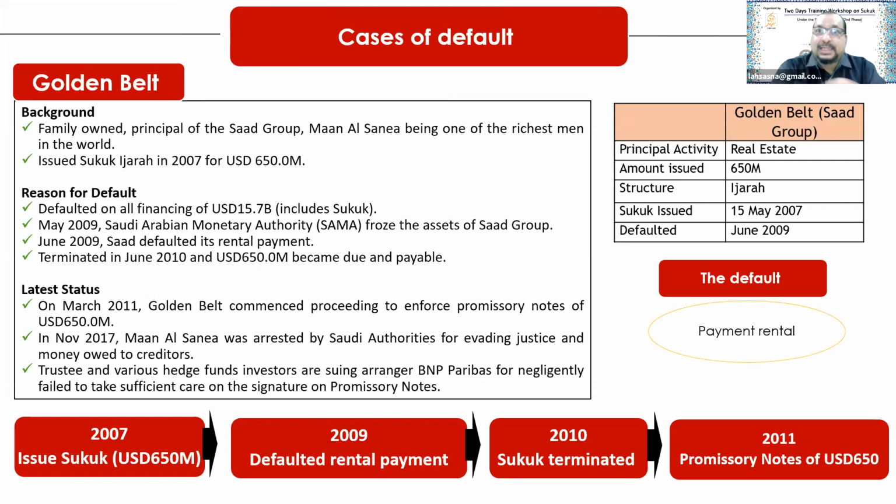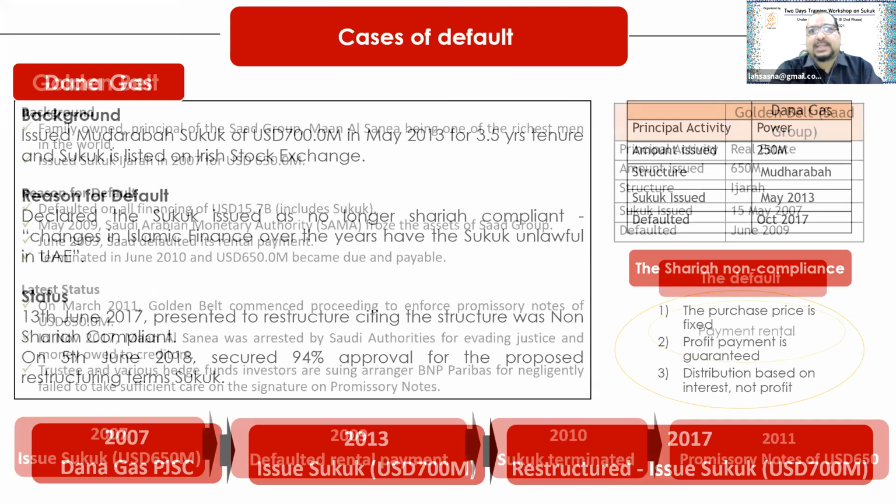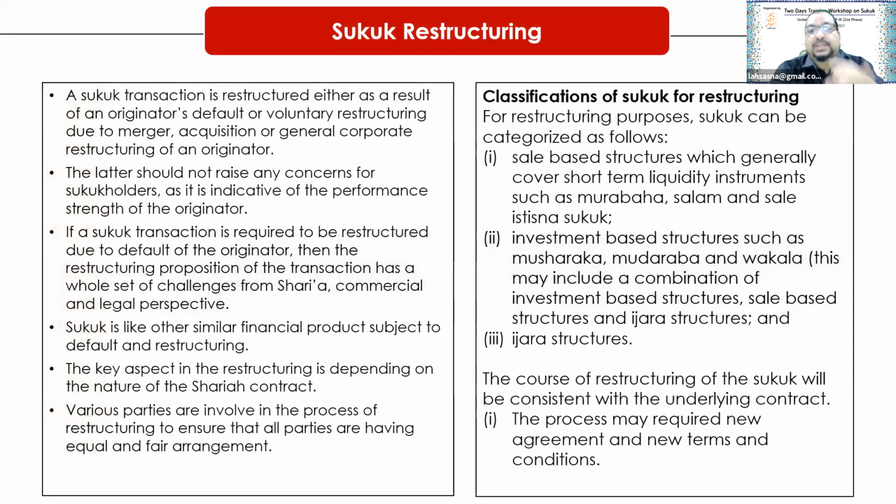They could do rescheduling because it's about payments only. But in the case of Dana Gas, it is restructuring. Why the restructuring? Because sometimes you cannot rectify the Sharia non-compliance, then you have to restructure. So the rescheduling sometimes is related to the payment. Restructuring is related to redesigning the structure of the contract itself.